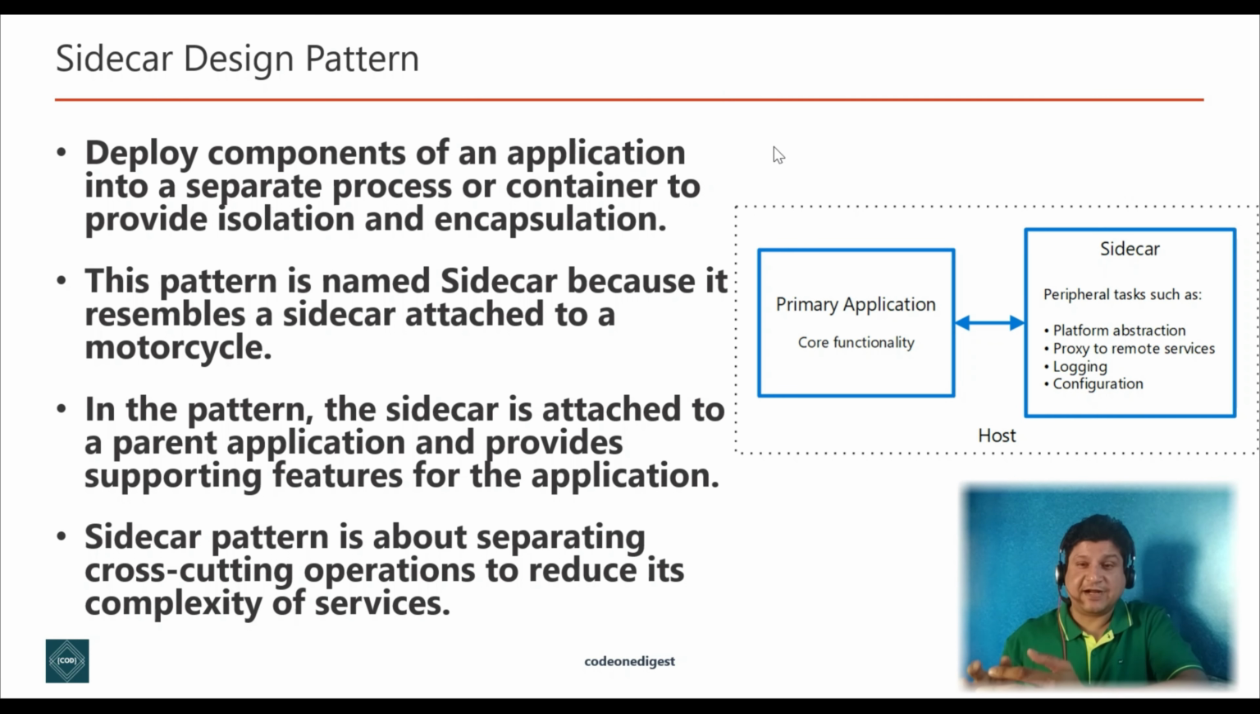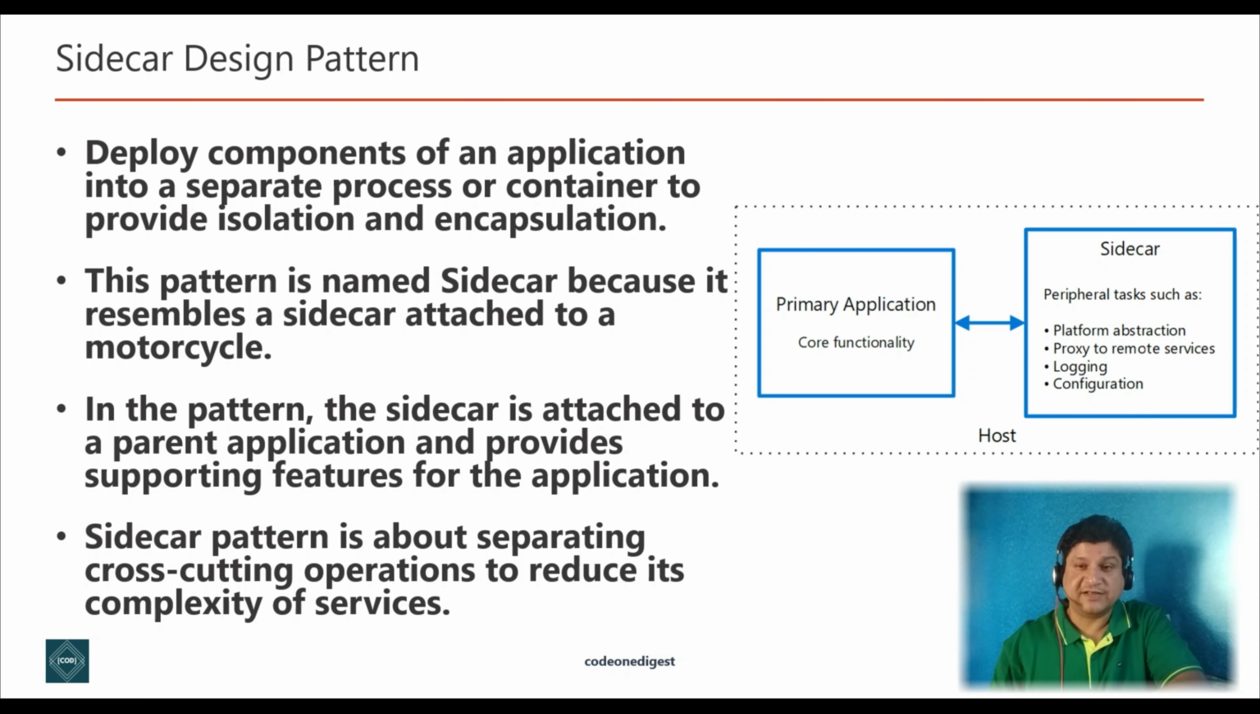Okay, friends. So now let's start with the sidecar design pattern. Let's understand what the sidecar design pattern is. And also remember, this is the sixth and the last design pattern in the decomposition pattern category. So the sidecar design pattern says to deploy a component of an application into a separate process or a container to provide isolation and encapsulation. This pattern is named a sidecar because it resembles a sidecar attached to a motorcycle. In the pattern, the sidecar is attached to a parent application and provides supporting features for that application.